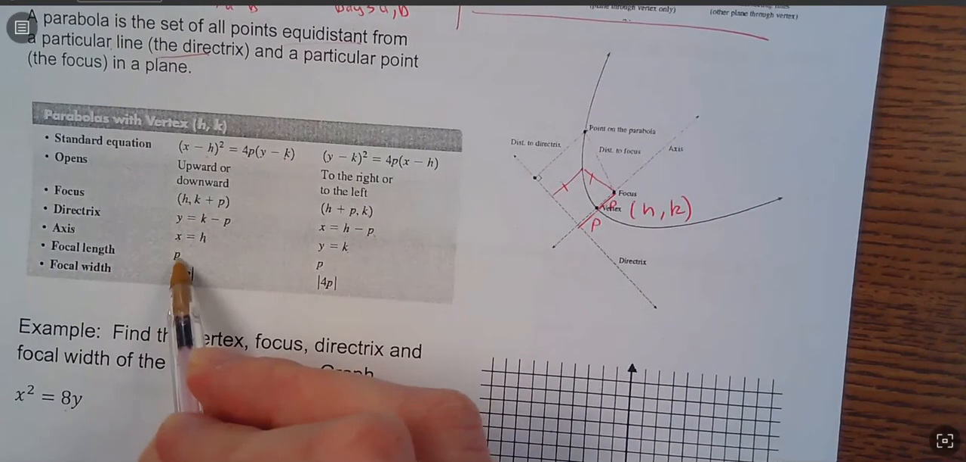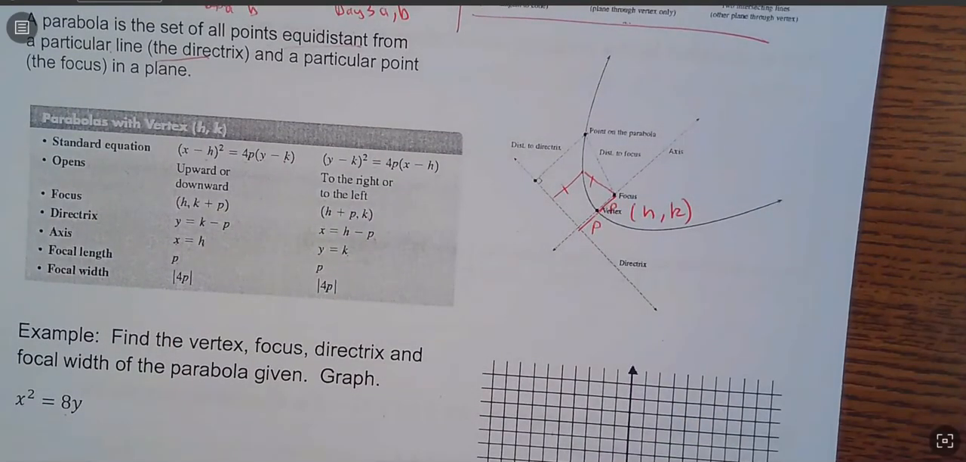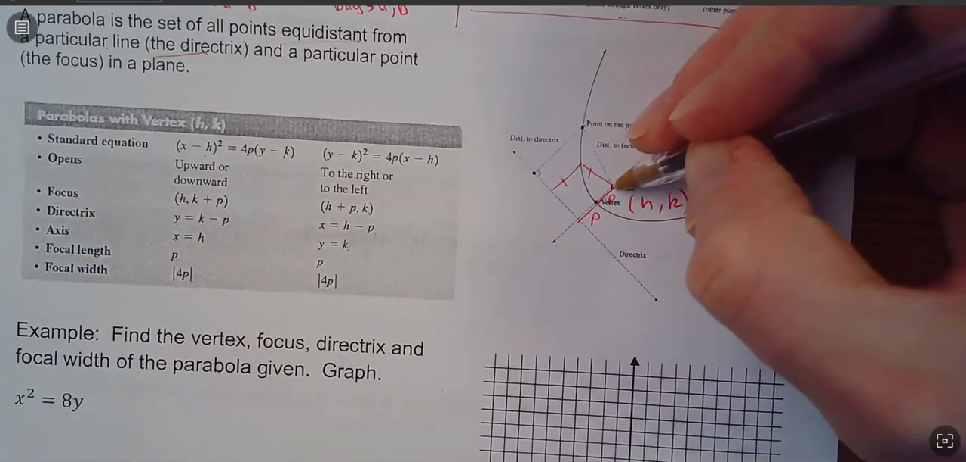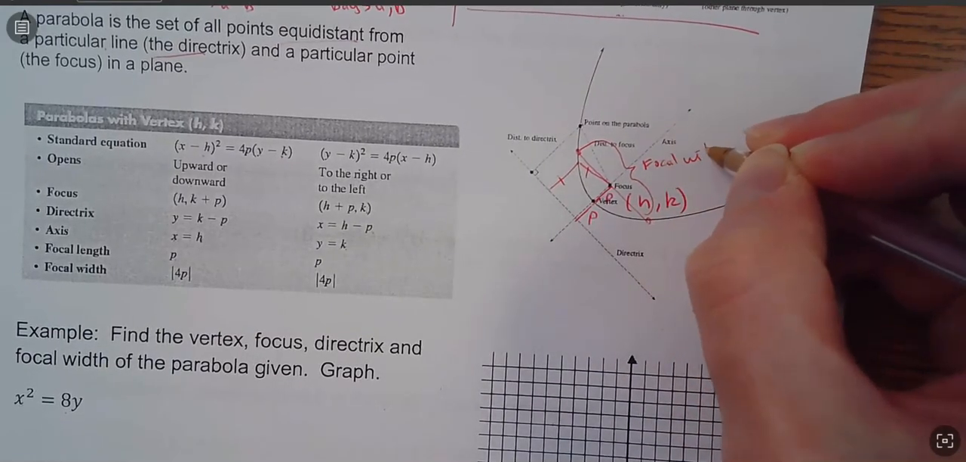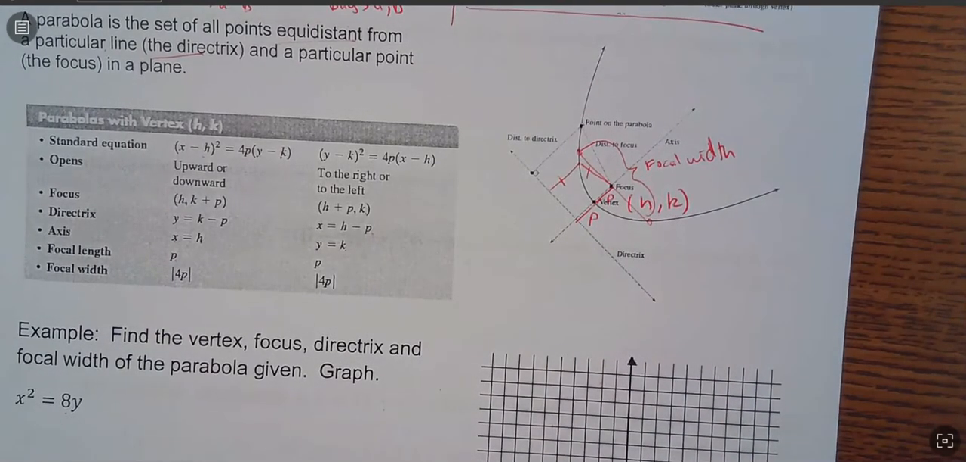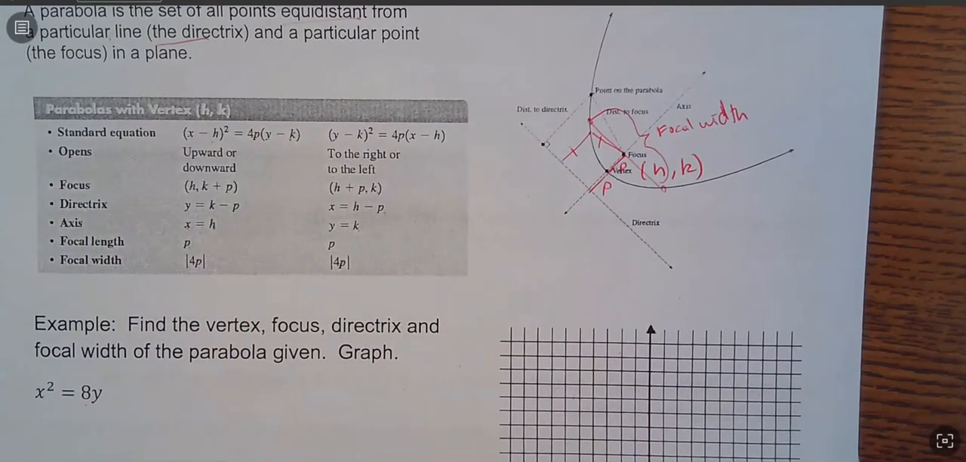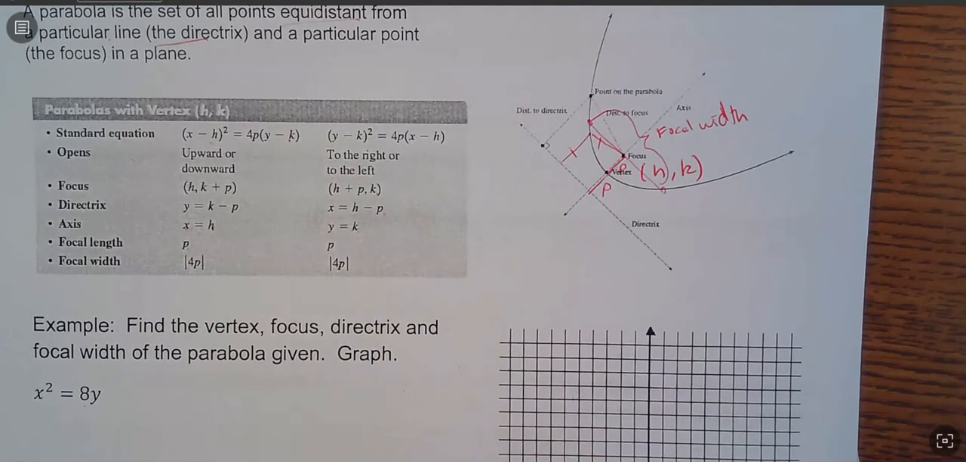The focal length is that P, so we call that the focal length, just how far the focus is from the vertex. It's also the directrix from the vertex, just the opposite direction. And the focal width is right here. If you went this way and this way, that's your focal width. So this is the focal width. Okay, so that's how wide the parabola is at the focus. So keep those things in mind. If you understand this table, you can make sense of it. It's really not that difficult a thing. It's very new to us, so at first it will seem weird and difficult, but it's not too bad.